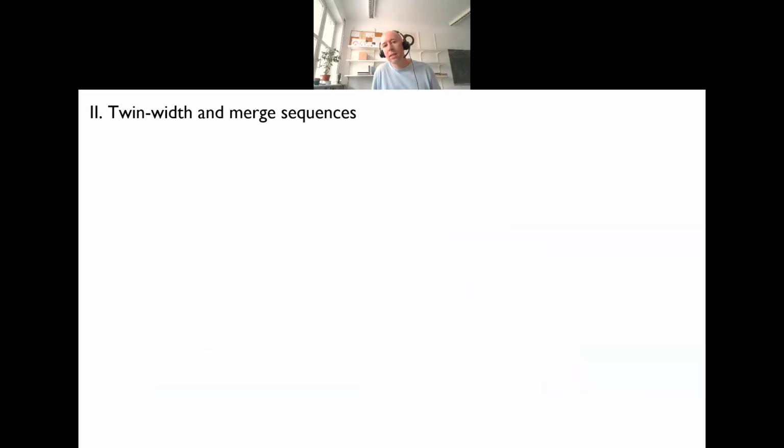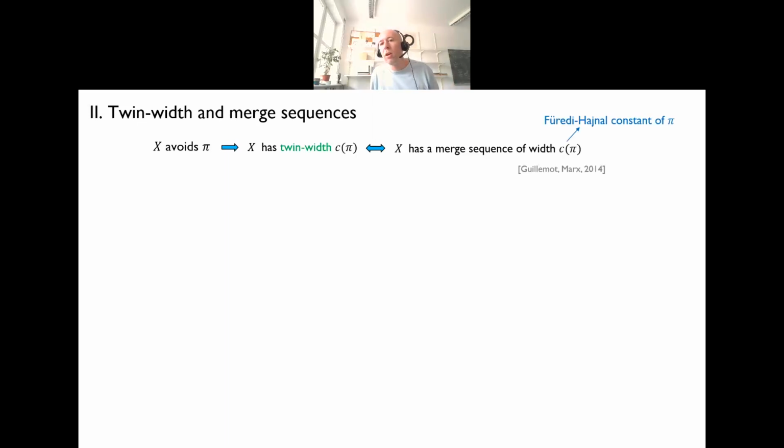Okay, the second tool is twin-width and merge sequences. So here we use a result which says that if X, a point set or a permutation, avoids a pattern π, then X has twin-width some function of π, which is the same as saying that X has a merge sequence of width C(π). So this is a result by Guillemot and Marx from 10 years ago, and this C(π) is the so-called Füredi-Hajnal constant of π. It's a quantity which depends on the pattern π.